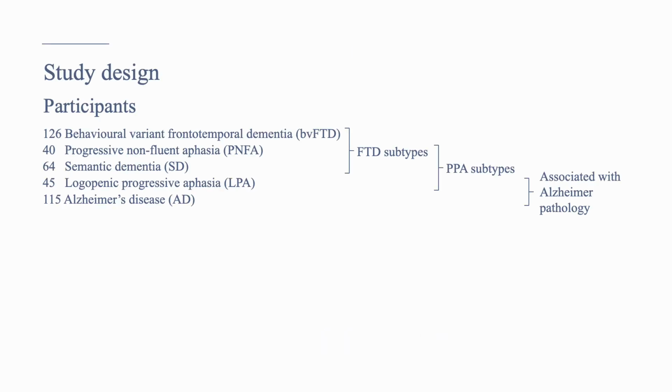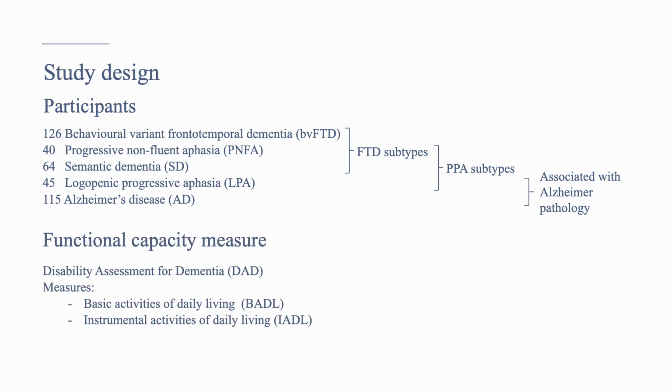Specifically, this study included 390 individuals, comprising those diagnosed with one of the 3 frontotemporal dementia subtypes: behavioural, non-fluent, and semantic, as well as patients with typical and atypical presentations of Alzheimer's disease. The non-fluent, semantic, and logopenic subtypes are also recognised as variants of primary progressive aphasia.